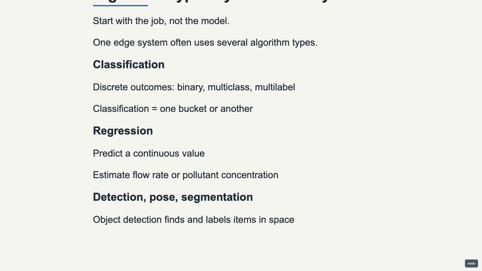Object detection identifies discrete things and places them in the frame, usually with boxes or similar markers. That is the right fit when the system needs to count or localize objects such as people, vehicles, or animals.